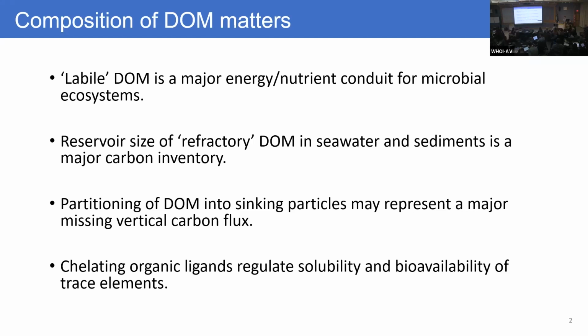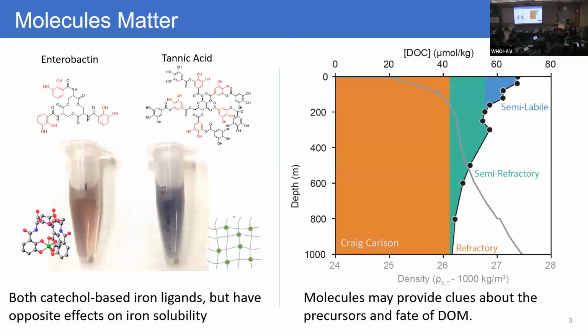So we have labile organic molecules that are major conduits of energy, metals, and nutrients. We have refractory components that act as a major reservoir in the ocean. Some organic matter components can partition into particles, and this may represent a sinking flux that's hard to capture by sediment traps, things like that. And one of my favorite aspects is that some organic molecules will bind to metals very strongly and with a range of specificities, and these have important regulatory effects on the solubility and bioavailability of metals.